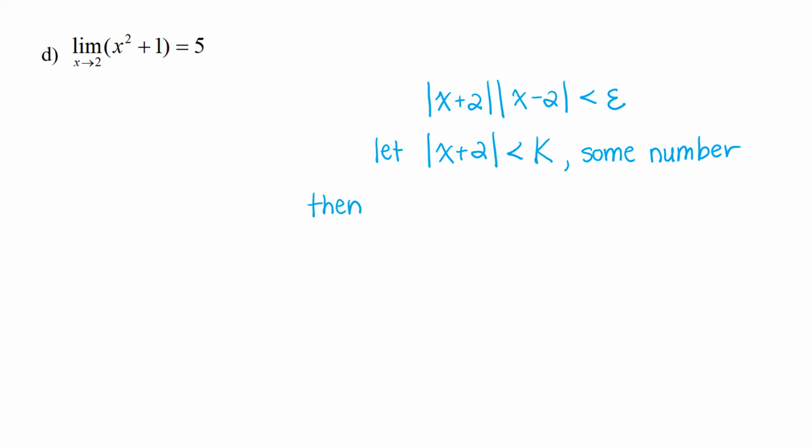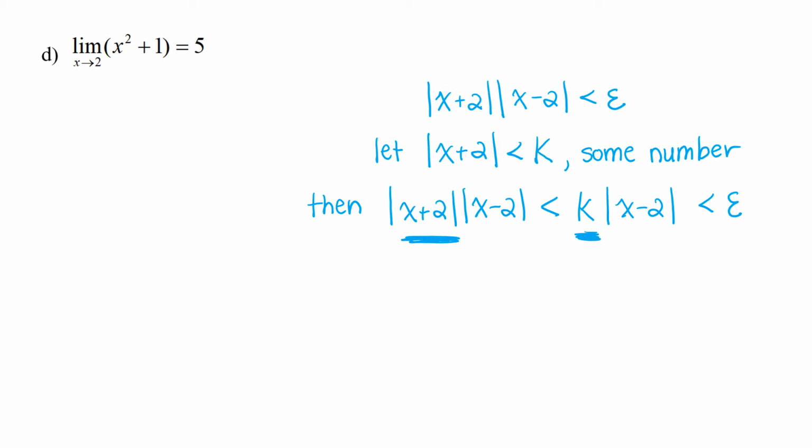If it's less than that number, then we have the absolute value of x plus 2 times the absolute value of x minus 2 is going to be less than k times the absolute value of x minus 2. And that will be less than epsilon. Because k is greater than that absolute value of x plus 2.